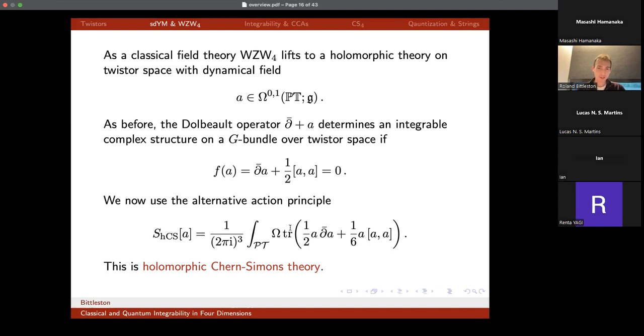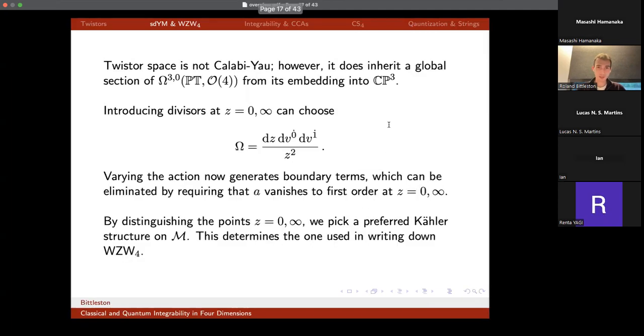But of course, to write it down, this Chern-Simons form is a 0-3 form, A being a 0-1 form, and the delta-bar equation can be another 0-1. So this omega needs to be a 3-0 form. So really, to write this down, I need a global holomorphic section of the canonical bundle. But I don't have that on twistor space. It's not Calabi-Yau. It does, however, inherit a section which is twisted by the line bundle O(4), and it gets that just because twistor space naturally embeds into CP3.